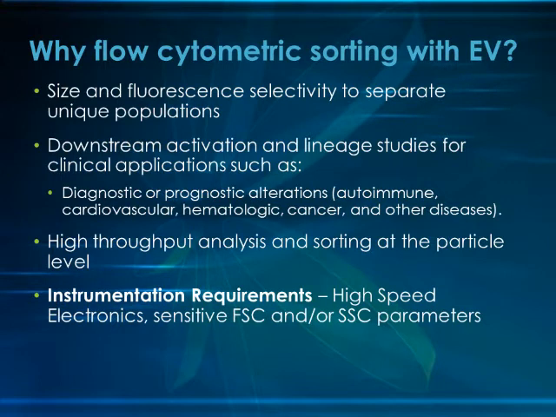Why flow cytometric sorting with extracellular vesicles? Size and the fluorescence selectivity allows us to separate unique populations, using downstream activation and lineage studies for clinical applications, and also high throughput analysis and sorting at the particle level. But you have to have instruments that have high-speed electronics, sensitivity in the forward scatter and side scatter parameters.